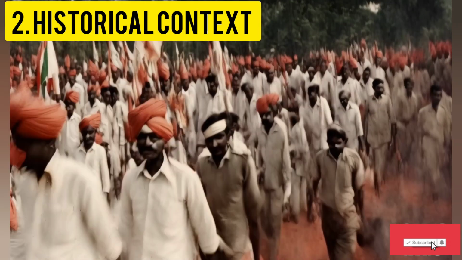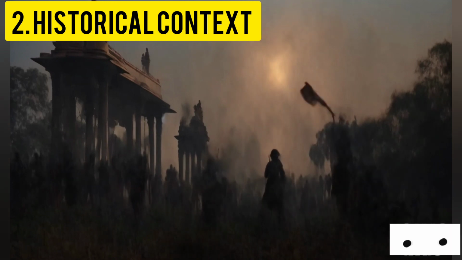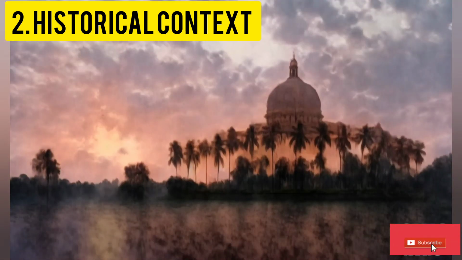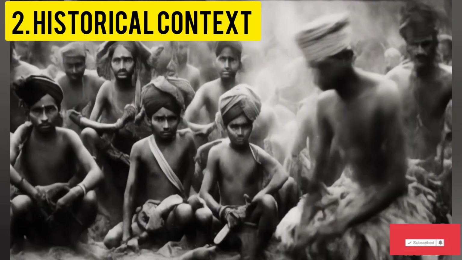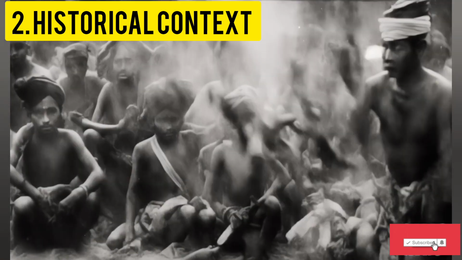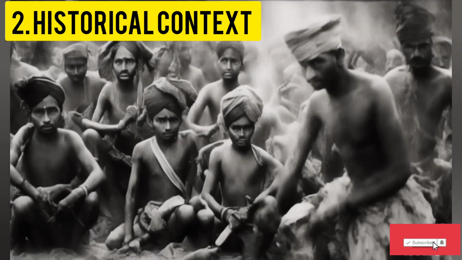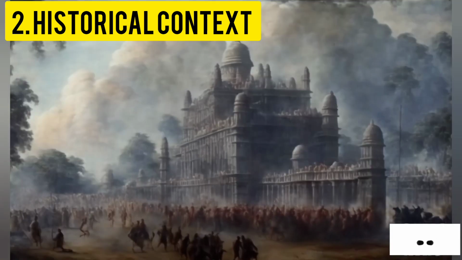Two. Historical context. British colonial rule in India. During this period, India was under British colonial rule, and there was growing discontent among Indians due to various factors such as economic exploitation, political repression, and cultural degradation. The Indian National Congress and other groups were advocating for greater autonomy and self-governance.